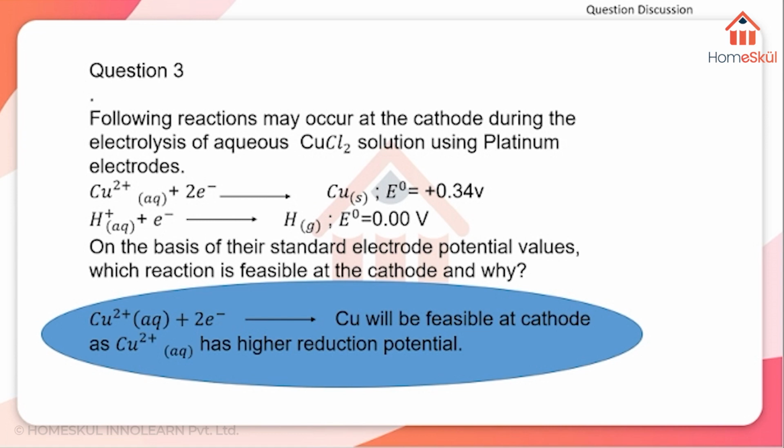Okay, in this question, we know that a higher reduction potential means the reaction will be more feasible at the cathode. So here, for copper the value given is 0.34 volt, and it is positive. In the case of hydrogen, it is 0.